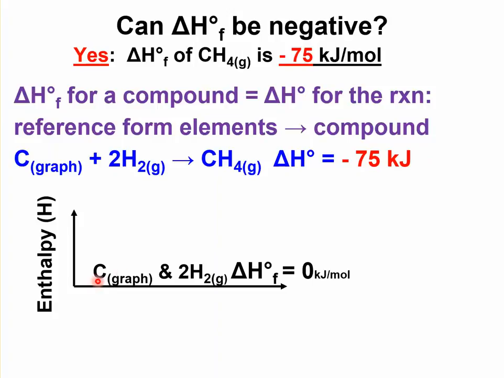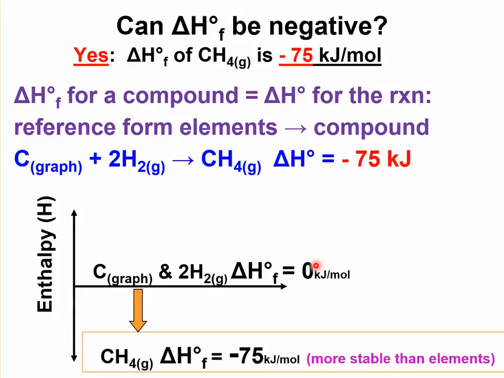So carbon as graphite and hydrogen gas, they're both reference forms, so their heats of formation are 0. So that's where our 0 is. And now if CH4's heat of formation is negative, that means it's down here. And remember, lower on an enthalpy diagram means more stable. So in this case, CH4, the compound, is more stable than the elements that it's made from.